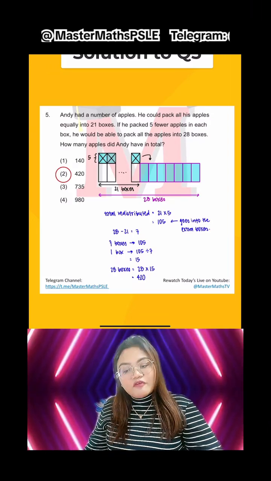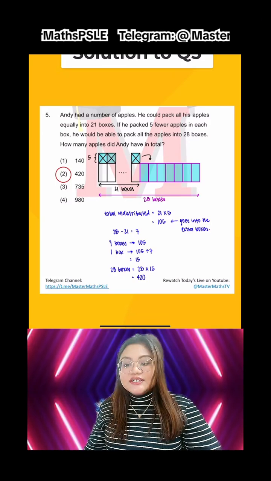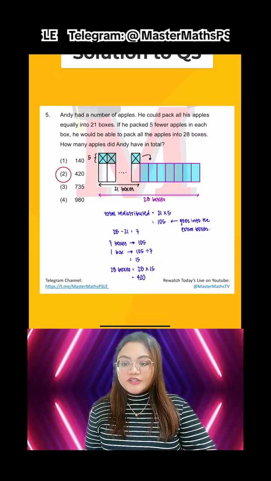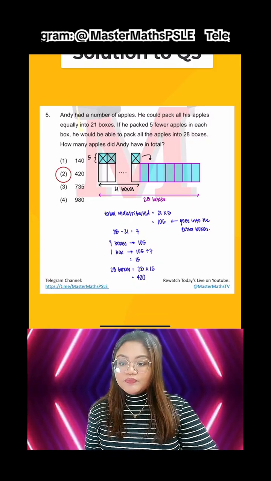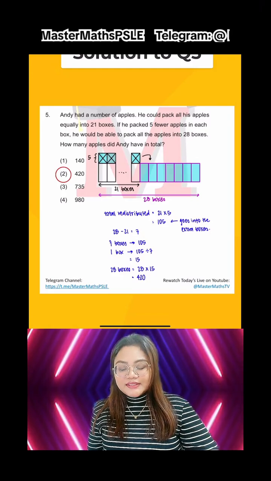The total apples in 28 boxes will be 28 times 15, to give you 420. So the correct answer is 420. Okay? Can understand so far?